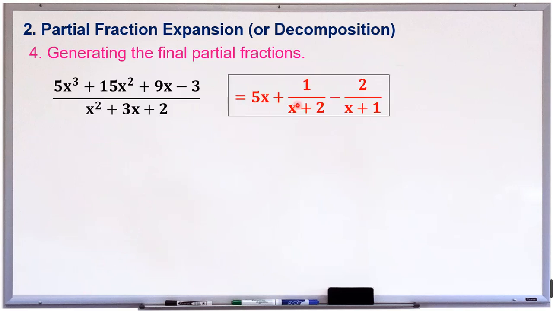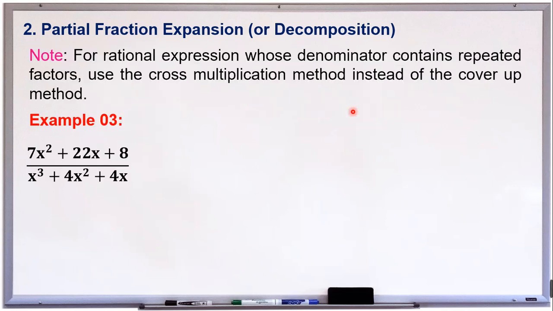Now, let's try the third example, but take note, for a rational expression whose denominator contains repeated factors, we're going to use the cross multiplication method instead of the cover up method. So that is for the second step of our partial fraction expansion or decomposition. If you find out that you have repeated factors, then do not use the cover up method. Use cross multiplication method instead.